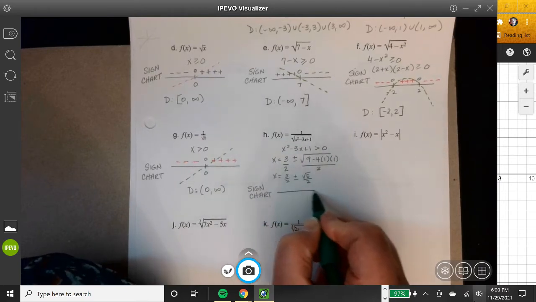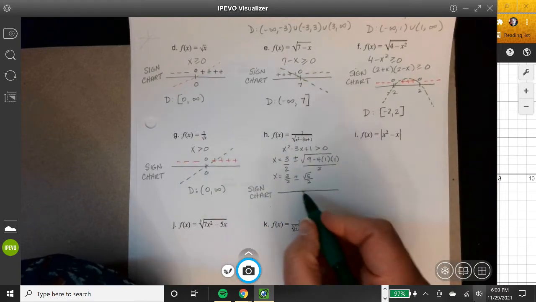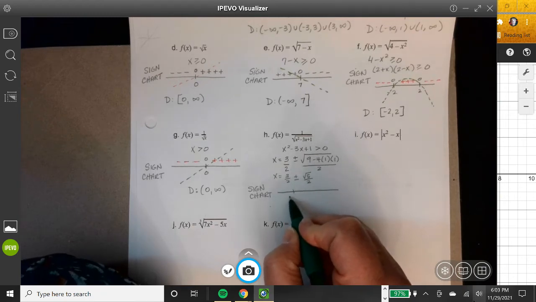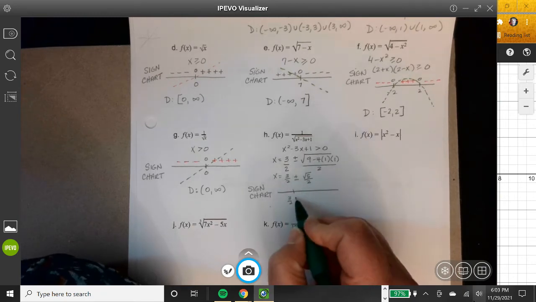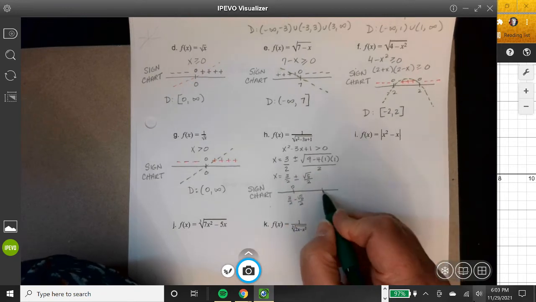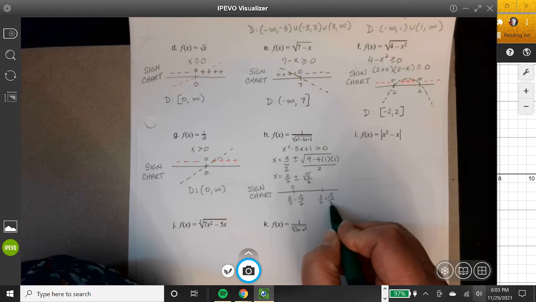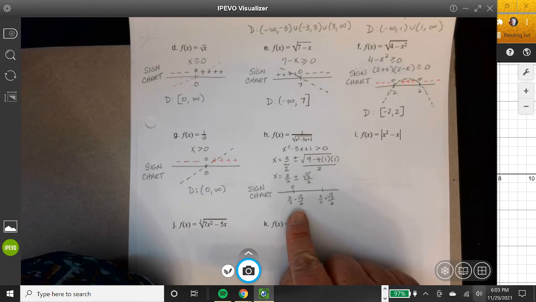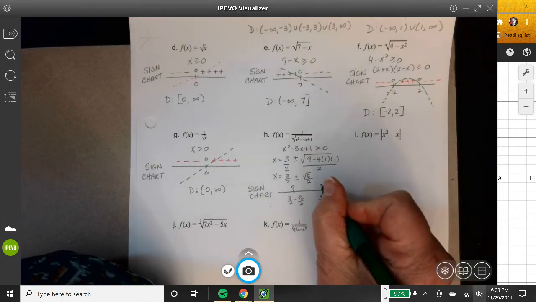Because I can only take the square root of the positive pieces of that parabola. So what goes on my sign chart? Well, my zeros. So it's going to be 3 halves minus root 5 over 2. That's a 0. And 3 halves plus root 5 over 2. Now I knew the one that went on the right was the positive one, and the one on the left is the negative one. And that's also a 0.